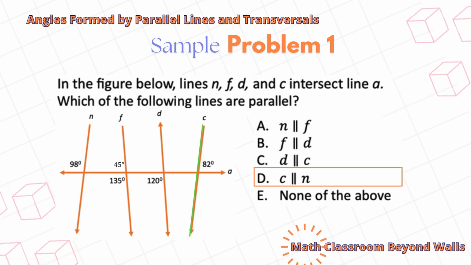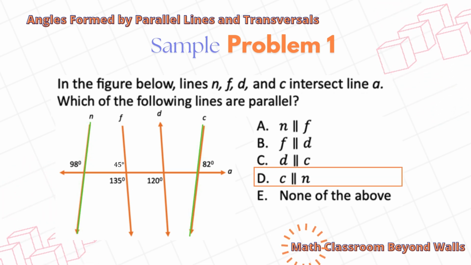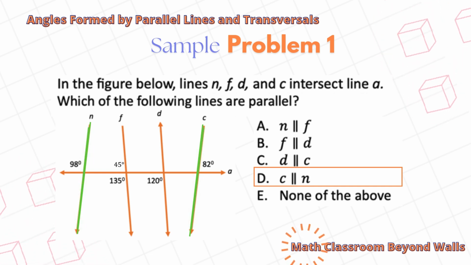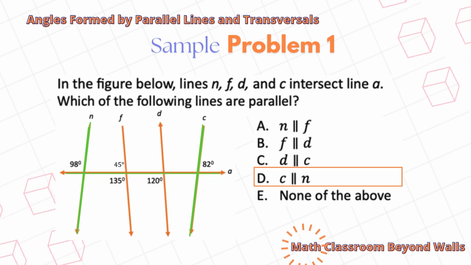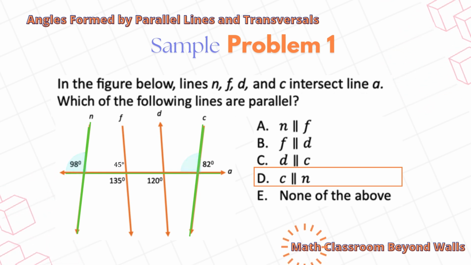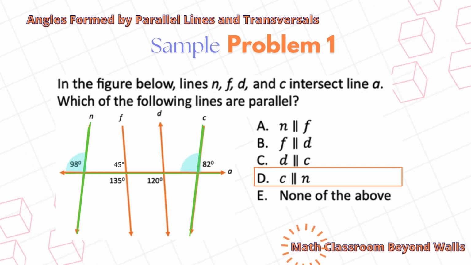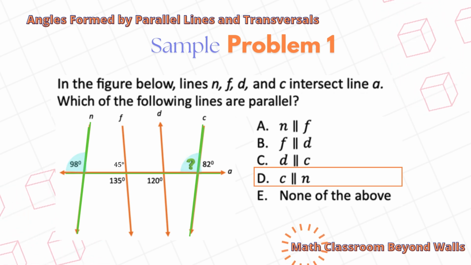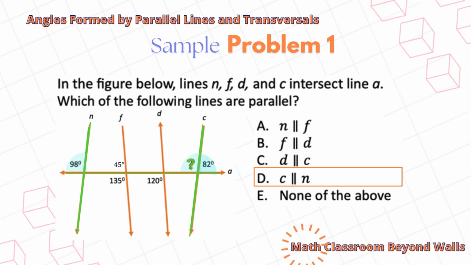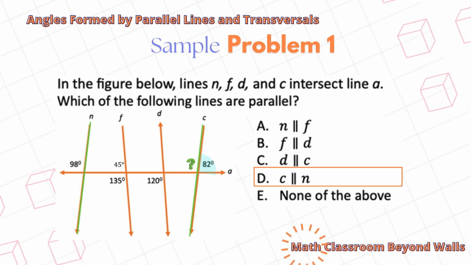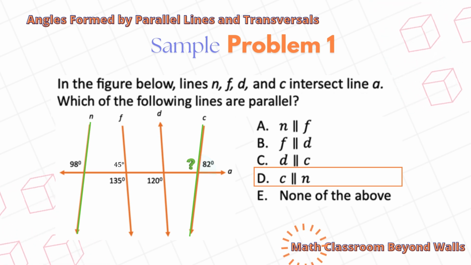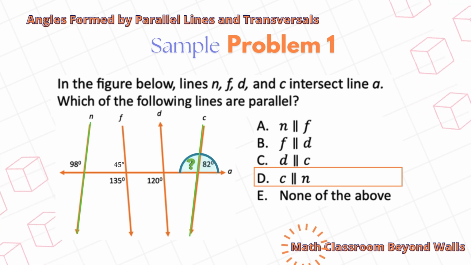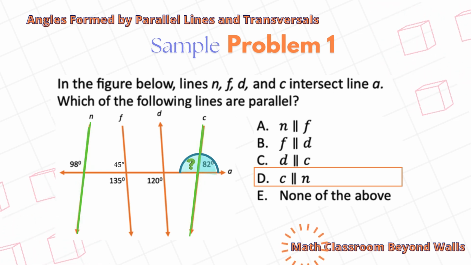Line C is parallel to line N. Look at our figure again, learners, and look at where line C and line N intersect line A. If we will utilize corresponding angles relationships in determining if two lines are parallel, then we must get the measure of the angle adjacent to the angle with a measure of 82 degrees on line C. On line C, the angle with a measure of 82 degrees and the angle adjacent to it on the left side of C form a linear pair and are supplementary.